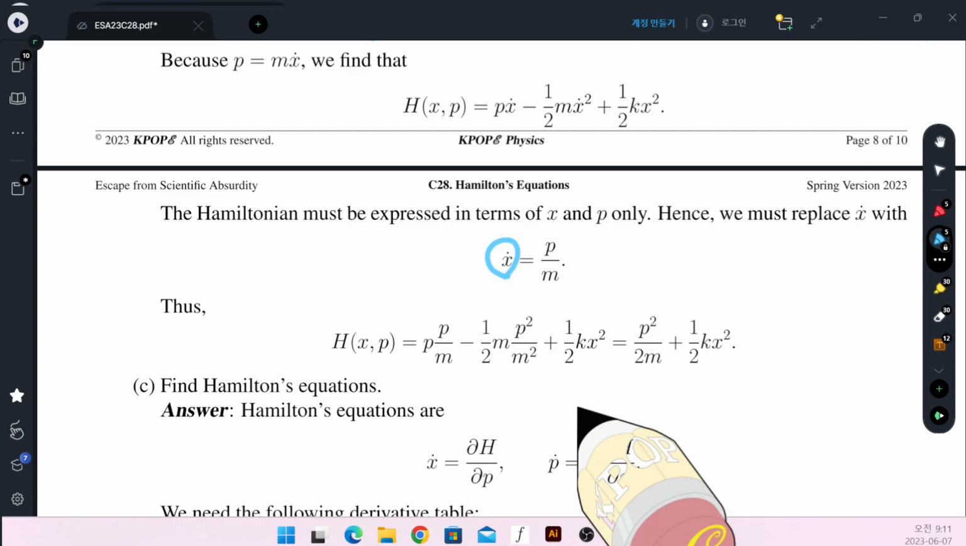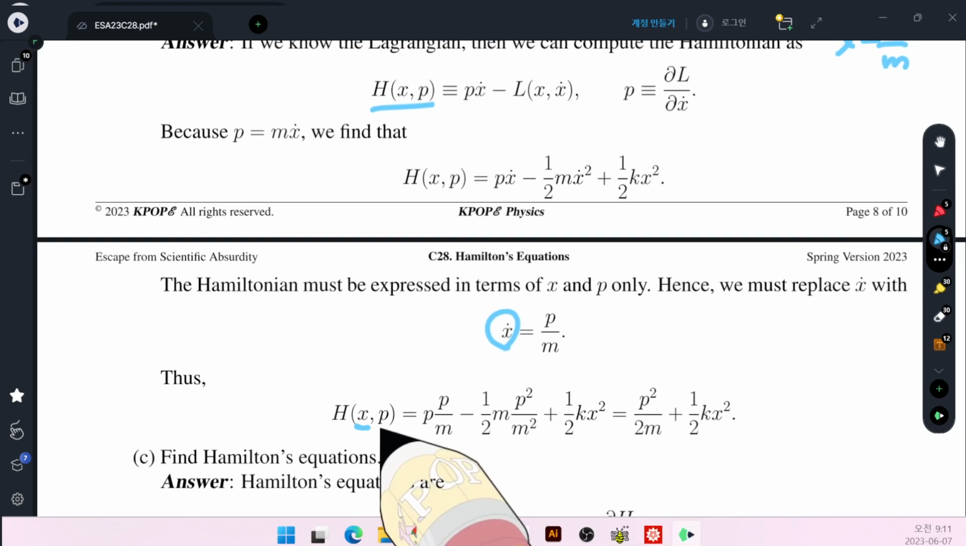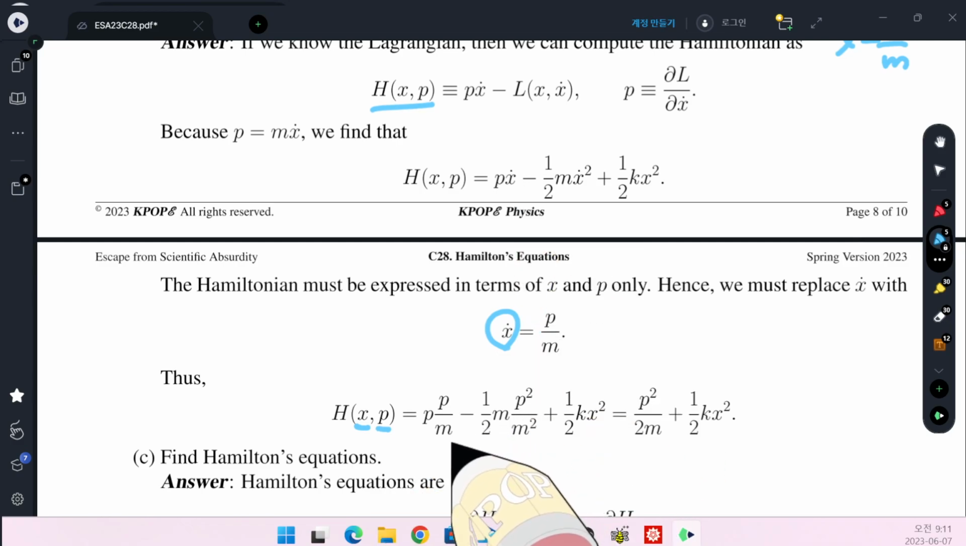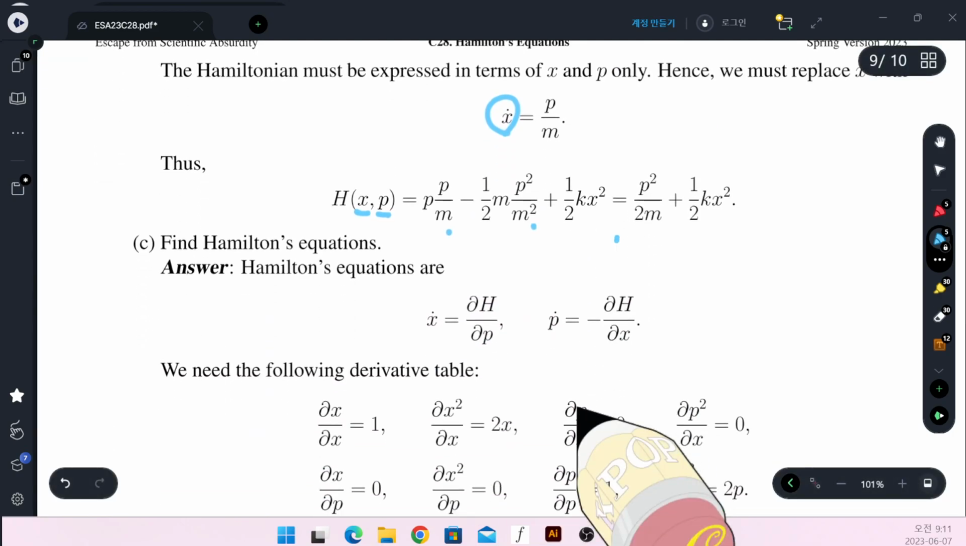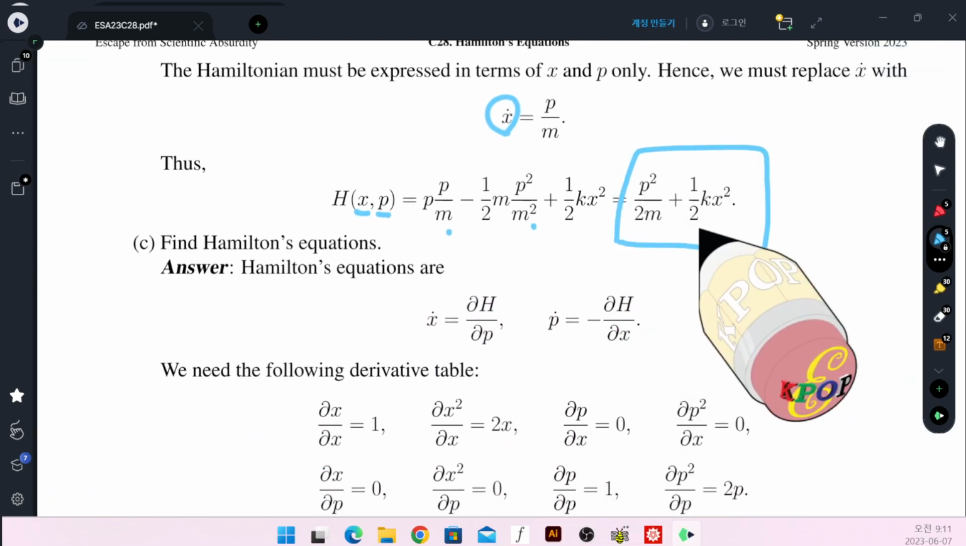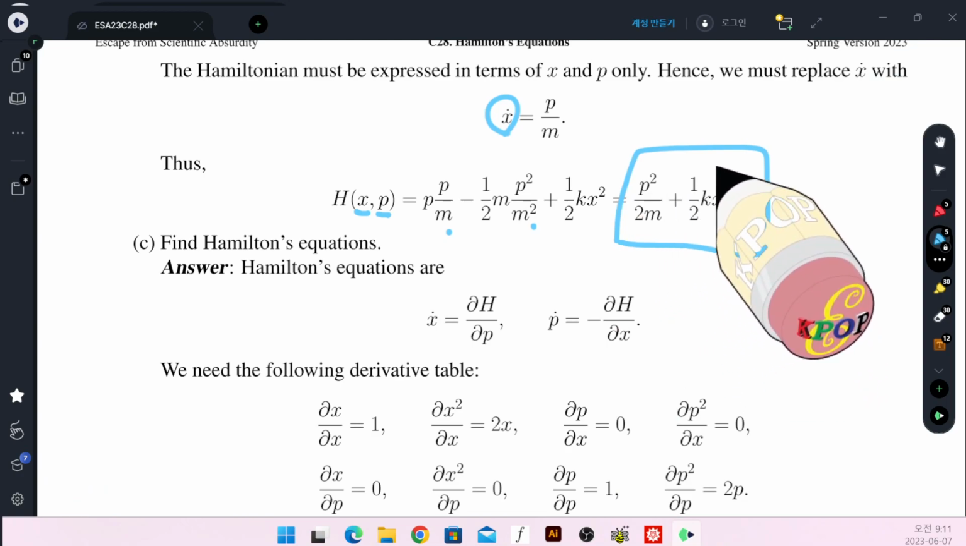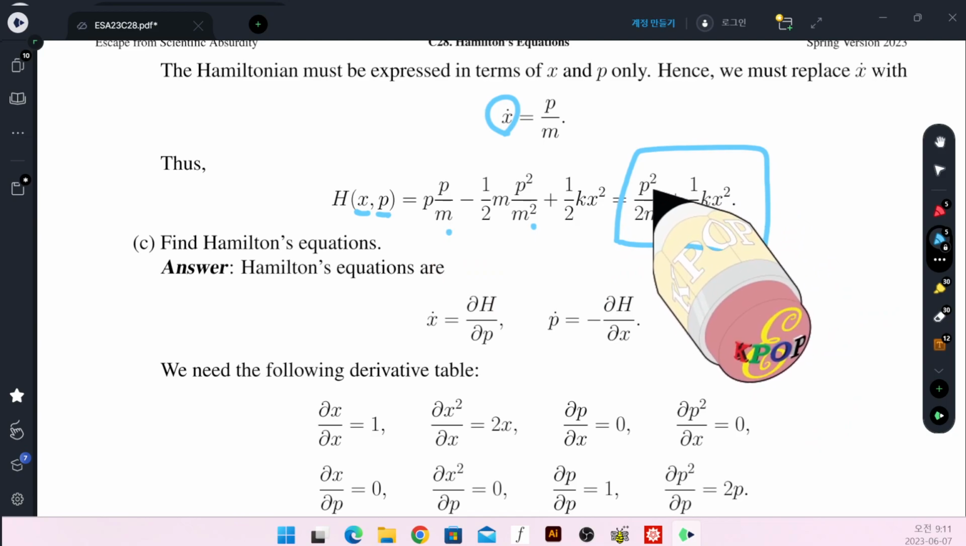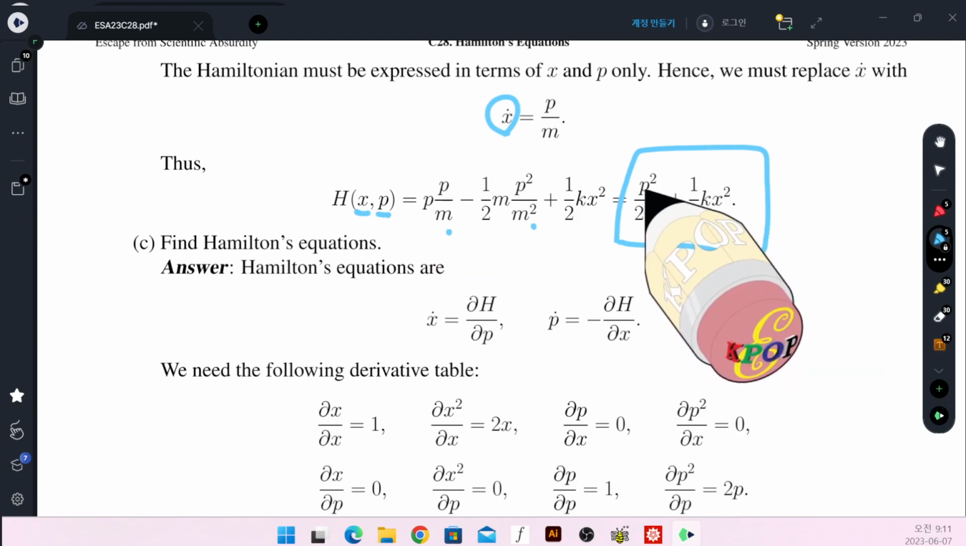So the Hamiltonian should be written in terms of x and p only, so we can replace x dot with p over m everywhere. The final value is nothing but the kinetic energy plus the potential energy, and it is completely expressed in terms of x and p only.